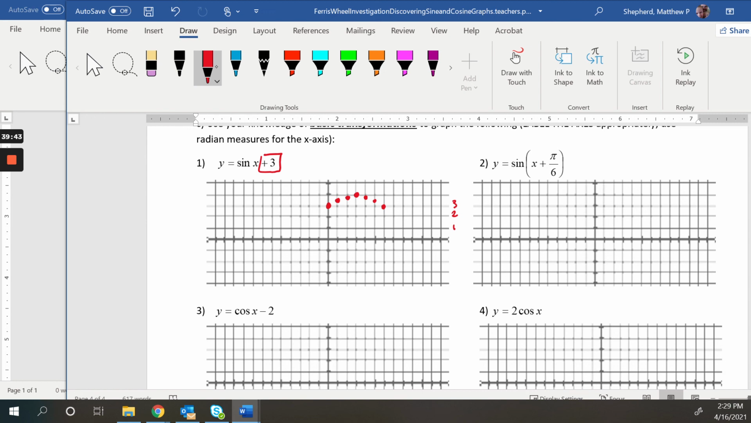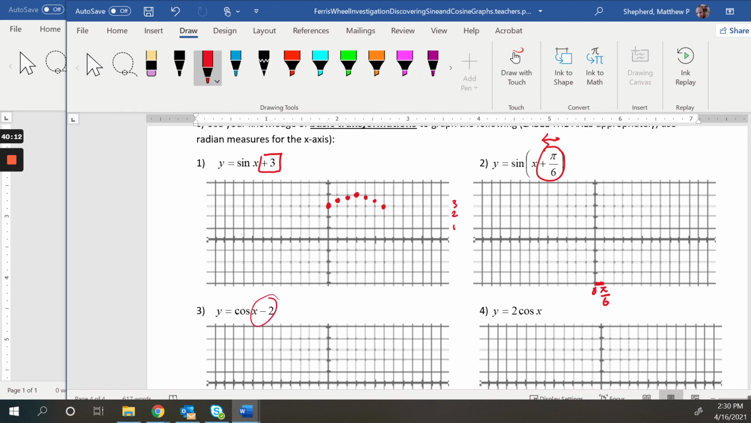This next one, we're adding a pi sixth, but inside where x was. If you remember the parent function project, that would take us to the left. So everything would be to the left pi sixth. Well, how are we counting? It went from 0 and then the first number was pi sixth. Well, that's a single square. So everything would be a single square to the left.